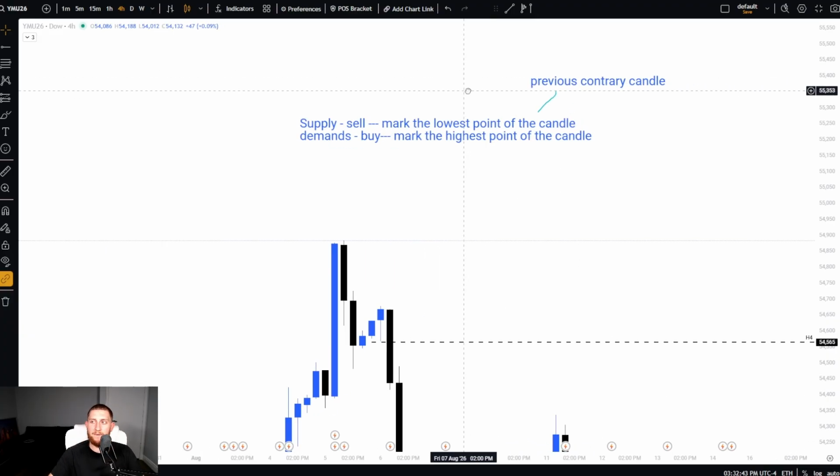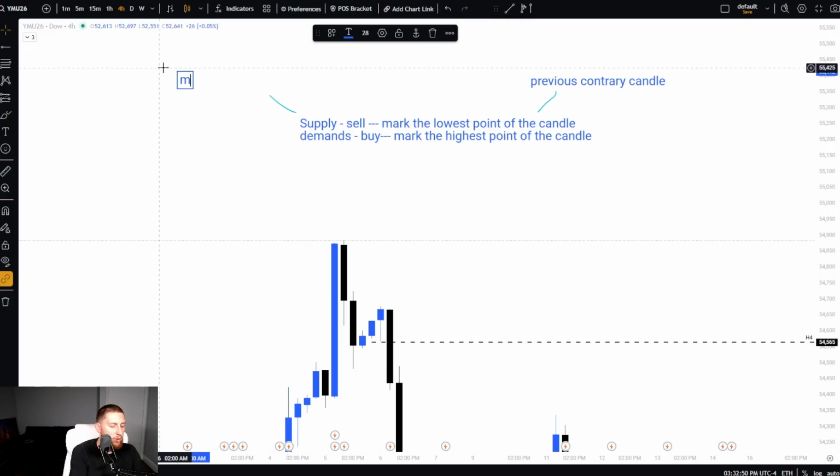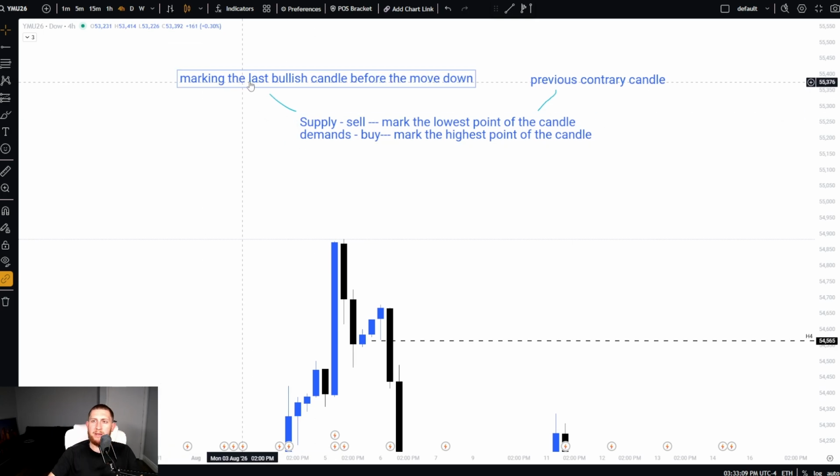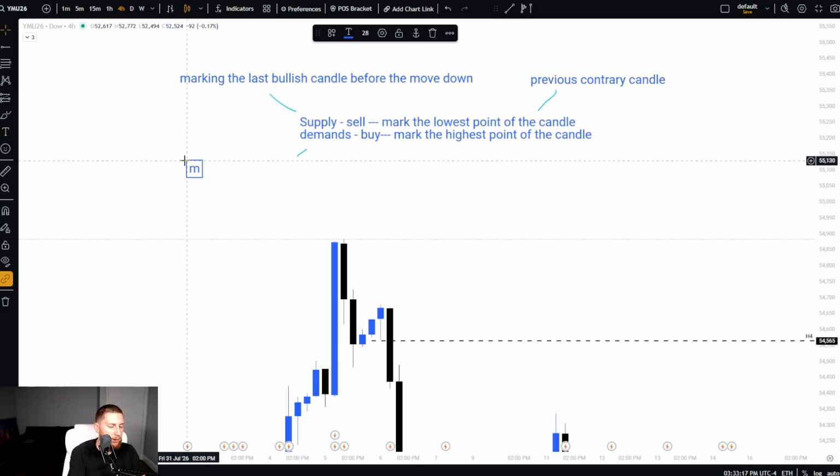Now, if that's still confusing, for supplies, when you're finding your levels of supply and you're marking those out, you are marking the last bullish candle before the move down. From a supply level, you are marking the last bullish candle before the move down. And from your demand levels, you are marking the last bearish candle before the move up, okay?